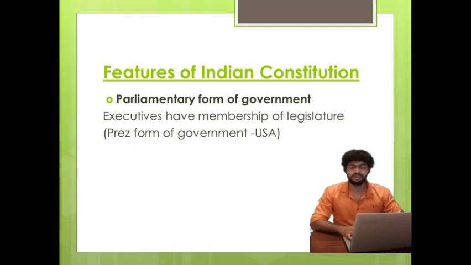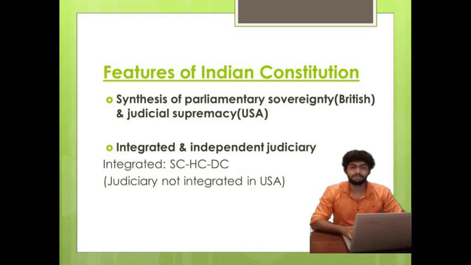There are several reasons why the Indian Constitution has adopted the parliamentary form of government and not the presidential form of government. One of the important reasons is that there is harmony between the executives and the legislature in the case of the parliamentary form of government. Another important feature of the Indian Constitution is the synthesis of parliamentary sovereignty and judicial supremacy. Parliamentary sovereignty is seen in the case of the British Constitution and judicial supremacy is seen in the case of the American Constitution.